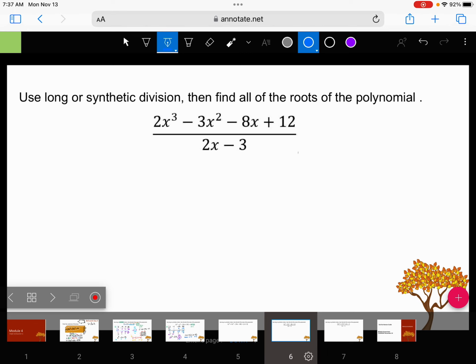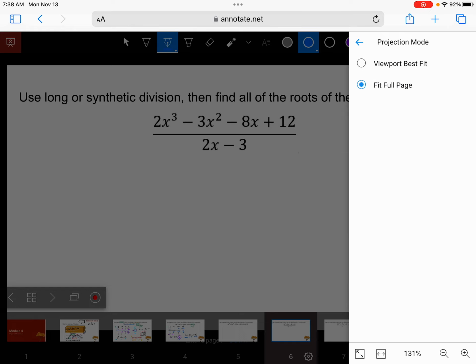Okay, how we feeling on our find all factors situation? Let's do one that is a little bit harder. So it's written like a fraction. We've got 2x cubed minus 3x squared minus 8x plus 12 divided by 2x minus 3. It's just another way to write division.